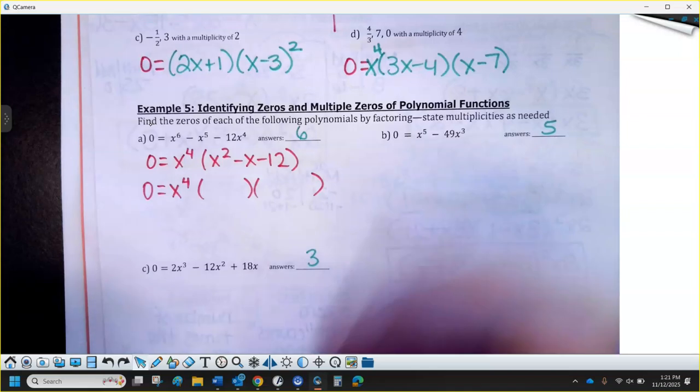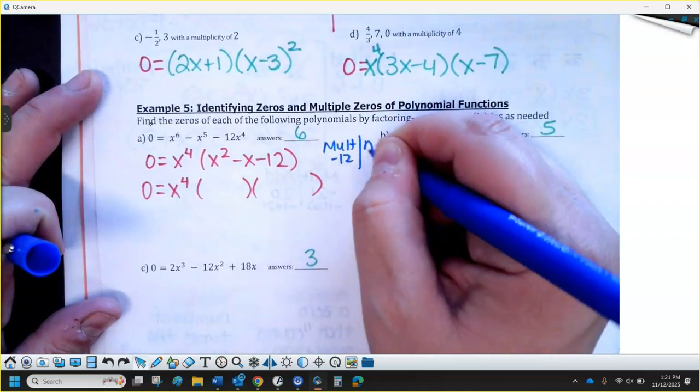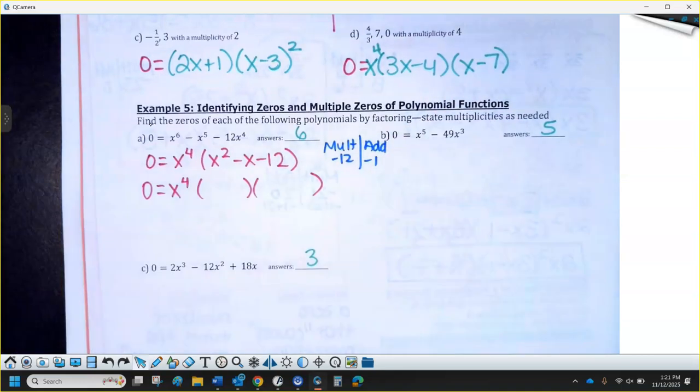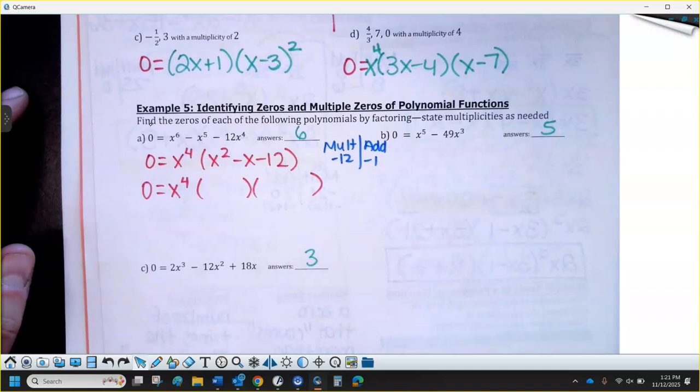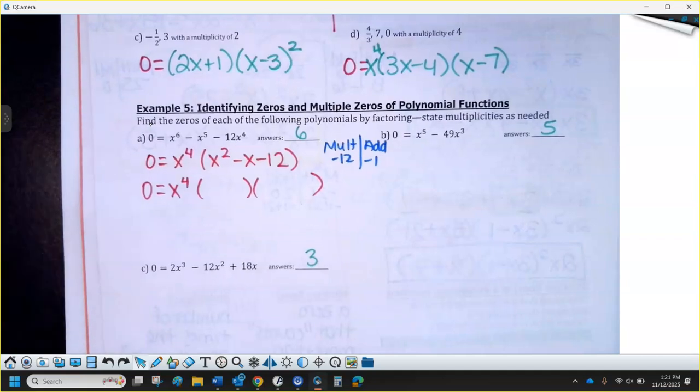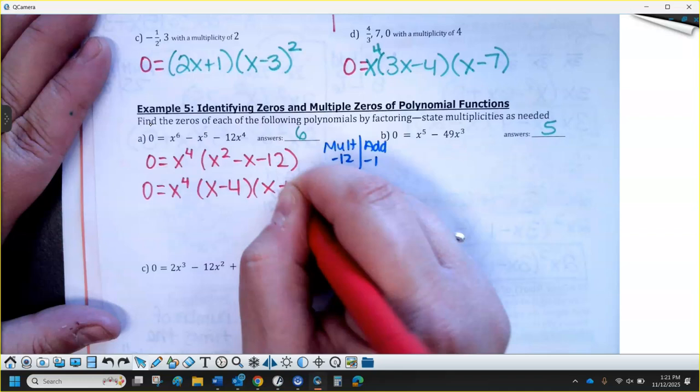Looking inside those parentheses, I'd want to multiply to get negative 12 and add to get negative 1. Can you think of two numbers that multiply to give you negative 12, but when you add them, give you negative 1? I've got 1 and 12, 2 and 6, 3 and 4. What do you think? Negative 4 and 3. Okay, so one of these is x minus 4, one of these is x plus 3.